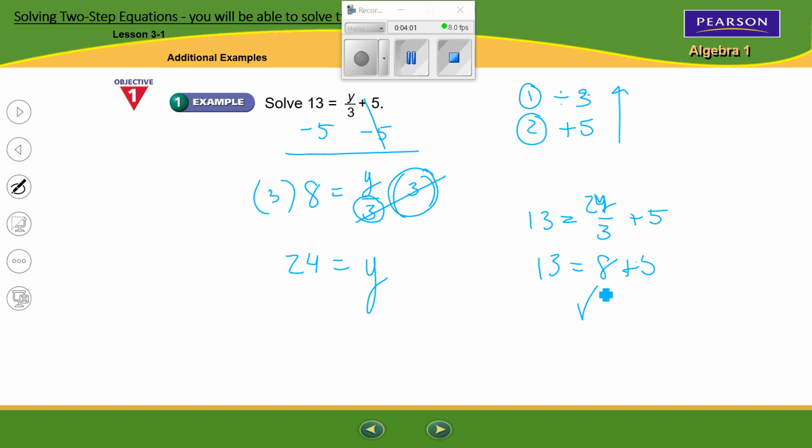13 does equal 8 plus 5, which is 13. Confidence that our answer is correct.